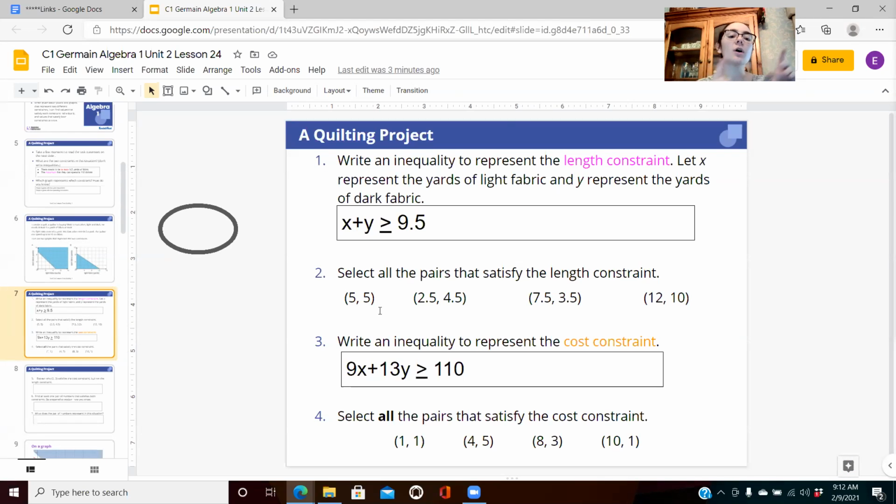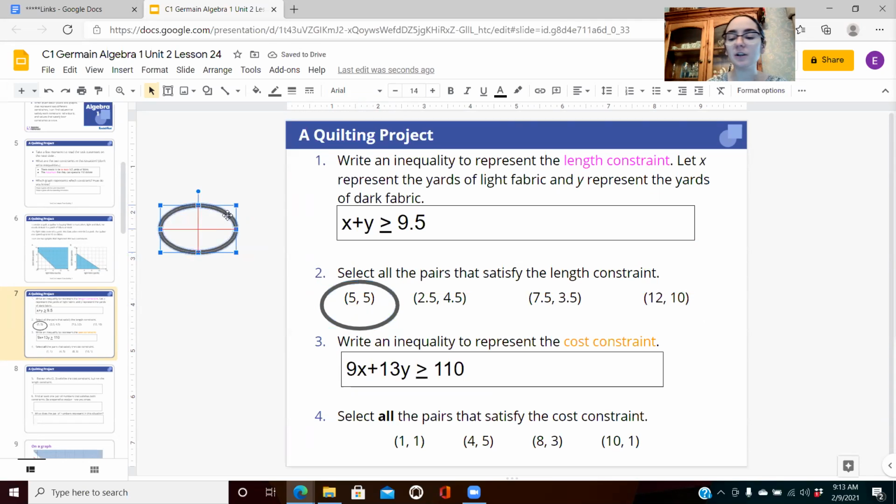Okay, so now we need to select all the pairs that satisfy the constraint. So what we're going to do is grab circles off of here and plug each one of these pairs in because it says select all. You need to plug all of them into each one of the inequalities and see if it satisfies the constraint. So this first one here does because 5 plus 5 is 10. The second one here does not satisfy the constraint because 2.5 plus 4.5, so 2.5 plus 4 would be 6, 7. 7 is not greater than 9.5. If we look at this third one here, 7.5 plus 3.5, 7 plus 3 is going to get me 10.